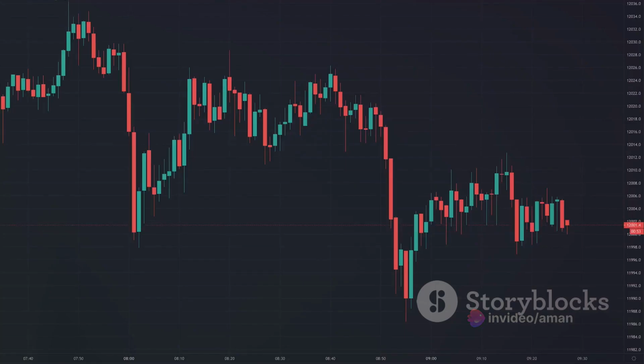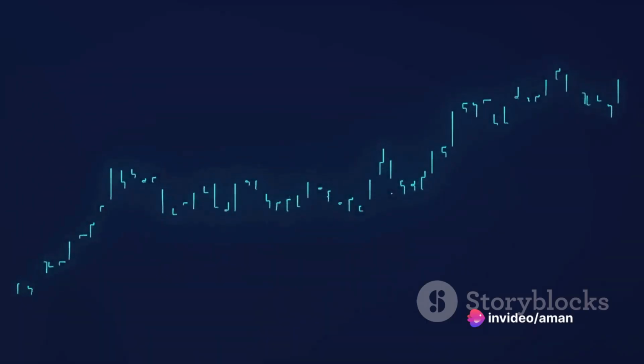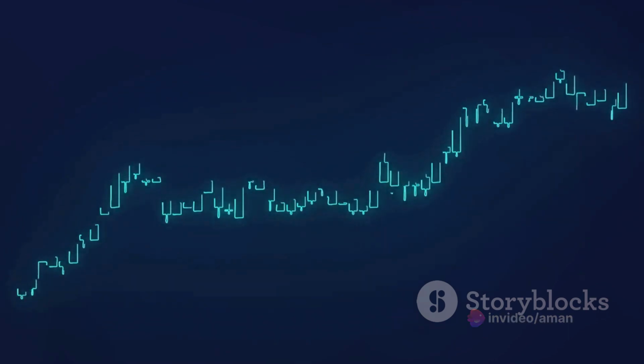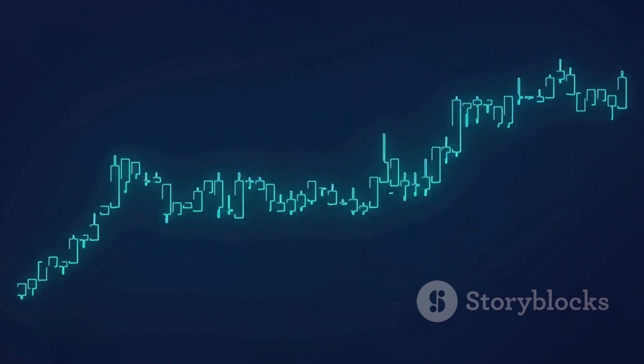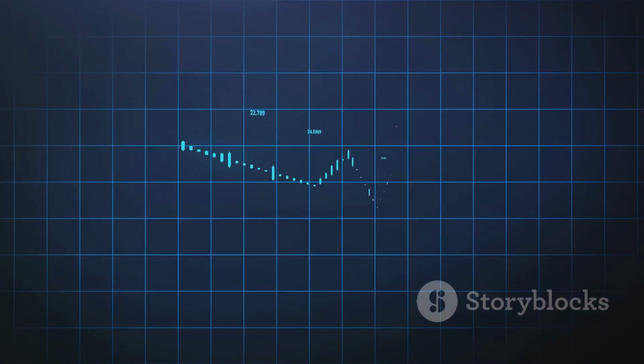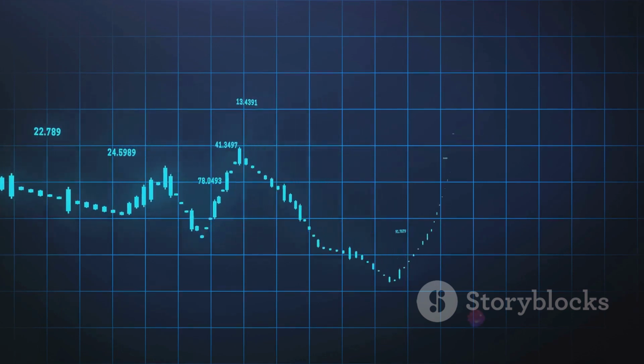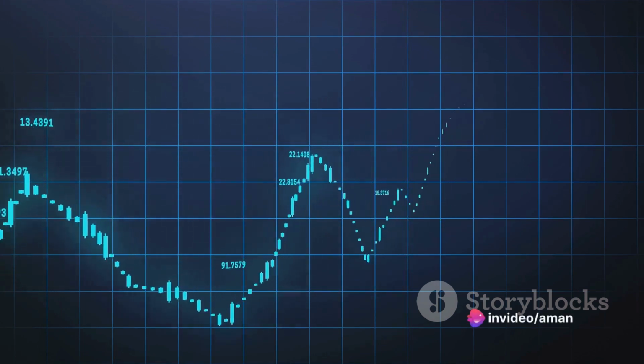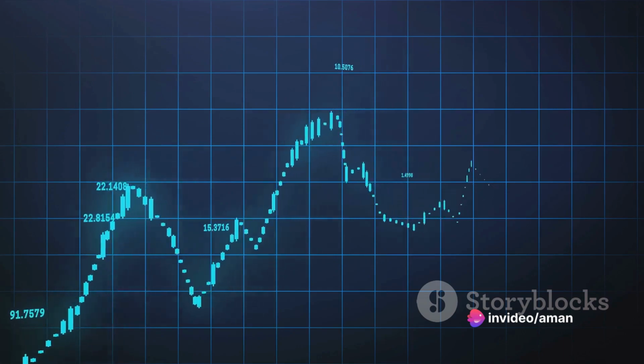Now let's shift our focus to candlestick analysis. Originating from Japan over 400 years ago, candlestick patterns are a popular tool among traders due to their visual appeal and ease of interpretation. Each candlestick represents a specific time period and shows the opening, closing, high and low prices during that time. The body of the candlestick represents the range between the opening and closing prices, while the wicks or shadows show the high and low prices.